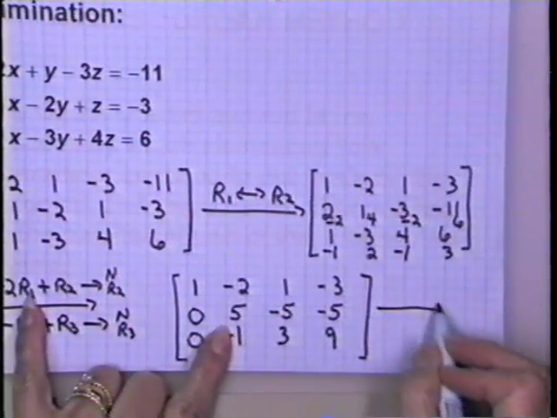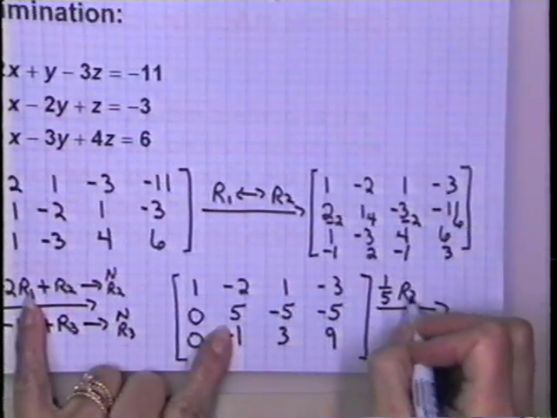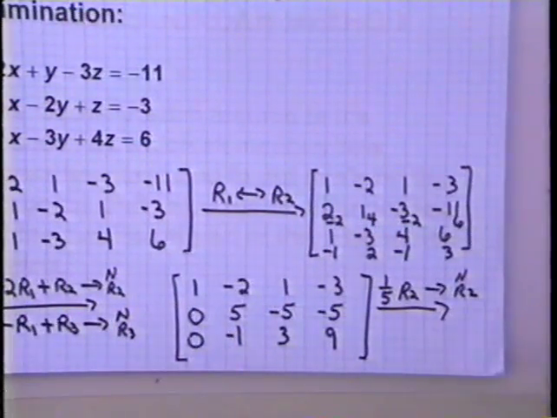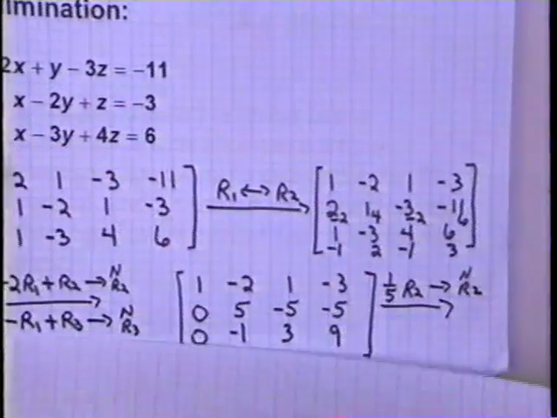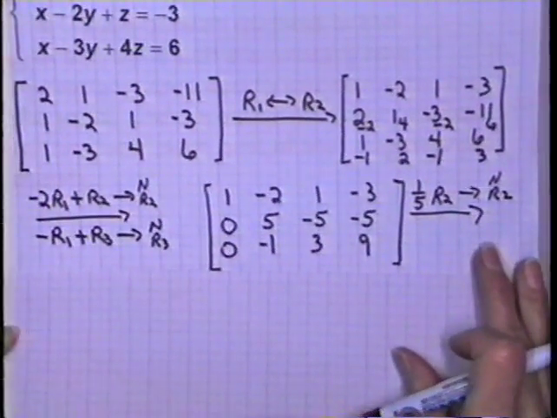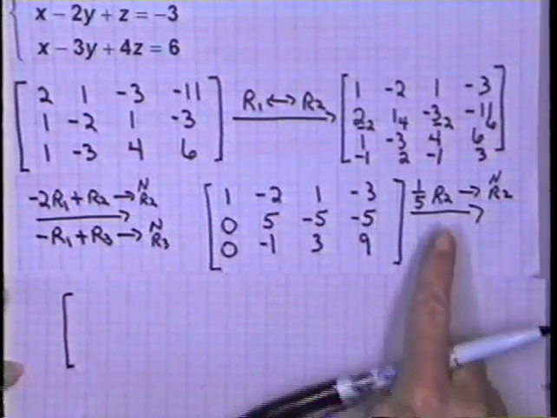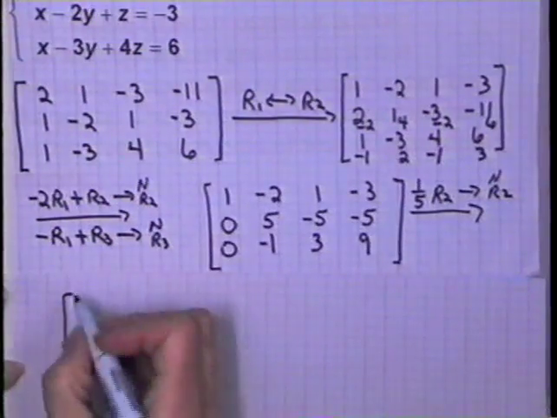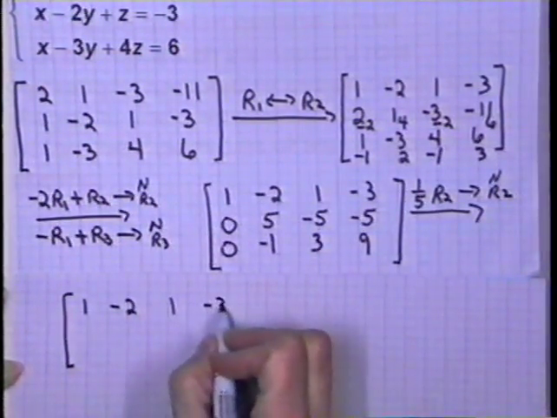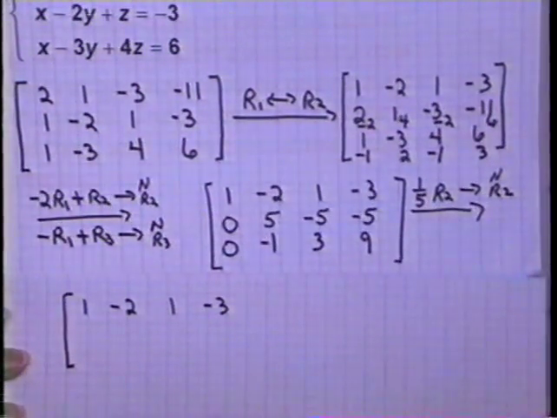So we're going to change row 2 by multiplying 1/5 times row 2. That's going to become my new row 2. Now I'm going to have to slip another sheet of paper up here to accomplish this. Now let's scoot over this way a little bit if you can see that. Notice we're changing row 2, so I'm going to recopy row 1: 1, negative 2, 1, negative 3. I'm going to multiply 1/5 times row 2, and that's going to become my new row 2.